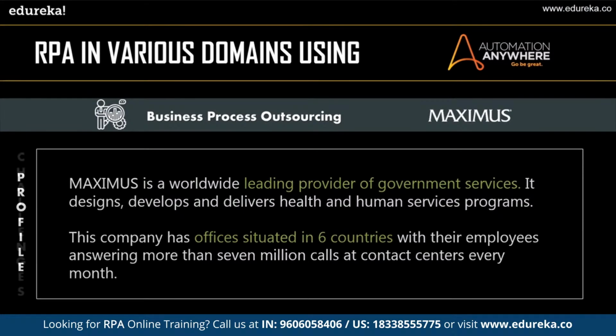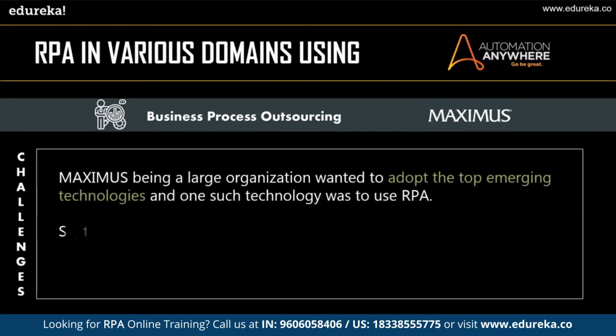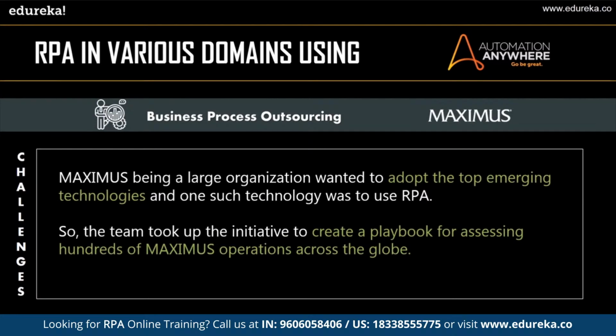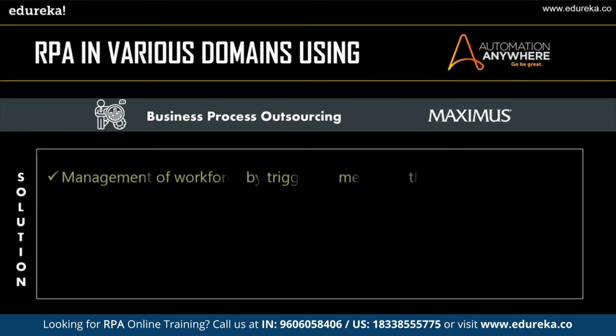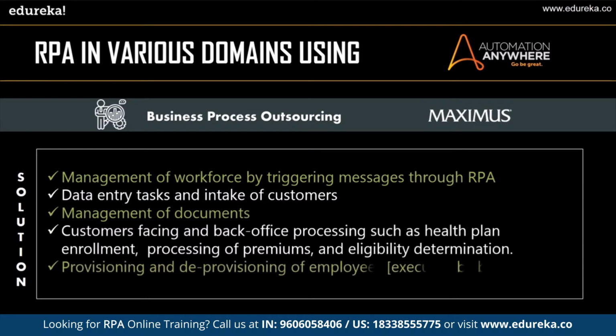Now, Maximus, being one of the large organizations, wanted to adopt the top emerging technologies, and one such technology was to use RPA. So, the team took up the initiative to create a playbook for assessing hundreds of Maximus operations across the globe. So, the solution to Maximus' challenge of using a new technology such as RPA was the Automation Anywhere platform.